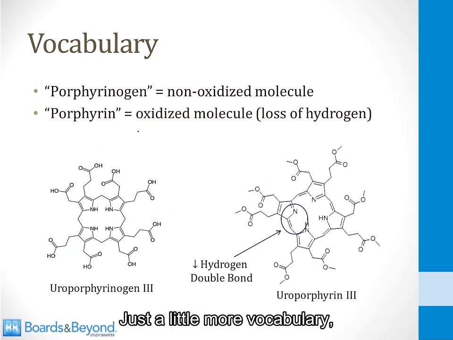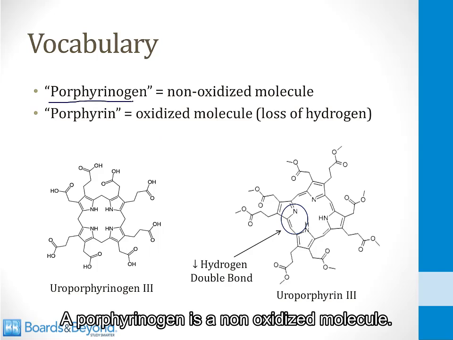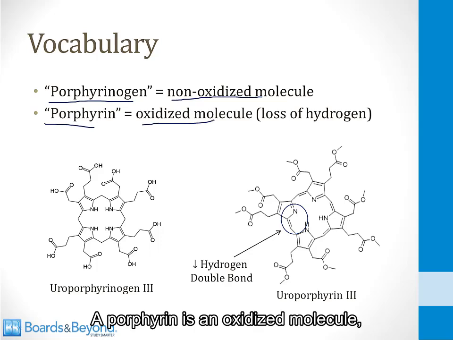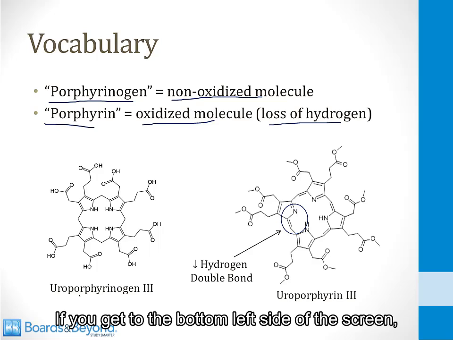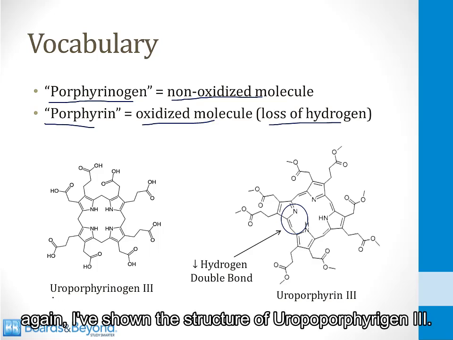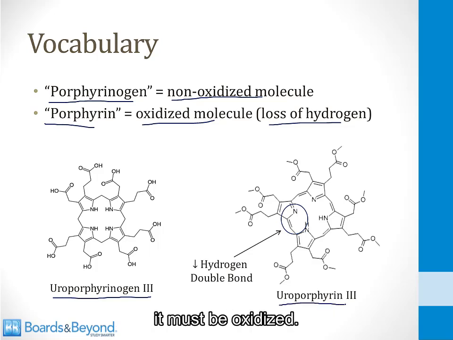Just a little more vocabulary and then we'll return to our discussion of the porphyrias. A porphyrinogen is a non-oxidized molecule. A porphyrin is an oxidized molecule, meaning that it has lost hydrogen. If you look at the bottom left side of the screen, again I've shown the structure of uroporphyrinogen 3. To convert that to uroporphyrin 3, it must be oxidized. This means it must lose hydrogen.